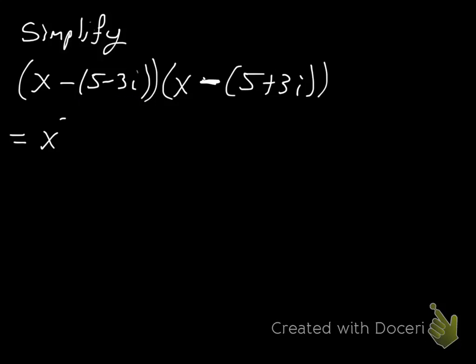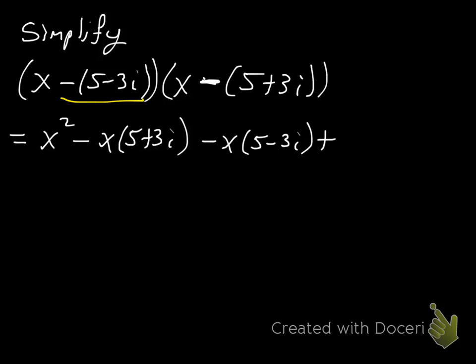So I'm going to do x times x and get x squared. And then I'm going to do x times negative 5 plus 3i. Then I'm going to do negative 5 plus 3i times x. Then I'm going to do negative 5 minus 3i times negative 5 plus 3i.